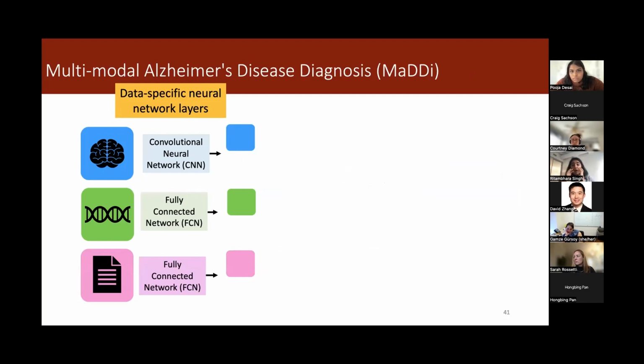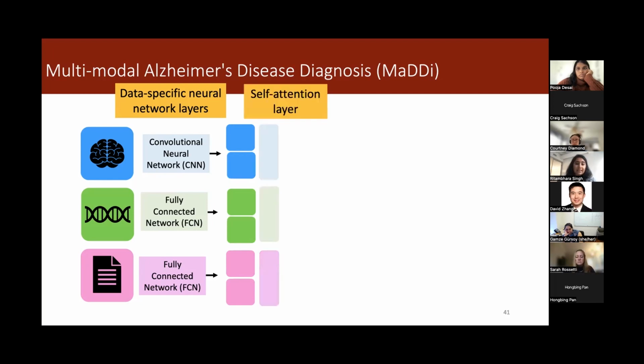So coming back to our framework, we call it MaDDI, Multi-modal Alzheimer's Disease Diagnosis Framework. As I already mentioned, we have these initial layers to learn the representation. But then once we have learned these representations, we do our first level of filtering at this step, where we apply what is known as a self-attention layer. So here what we are doing is the exact same mechanism, but for the input with respect to itself. And what that does is that it allows the model to learn the interactions among different parts of an input.